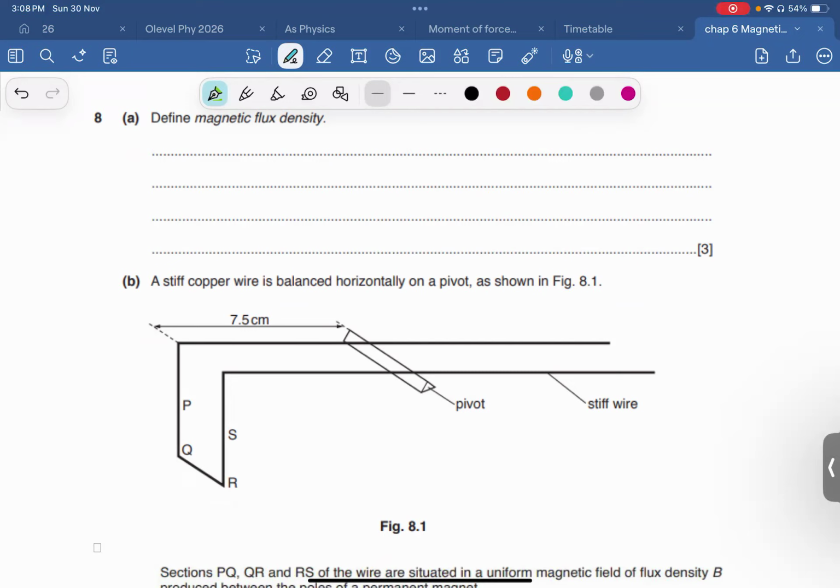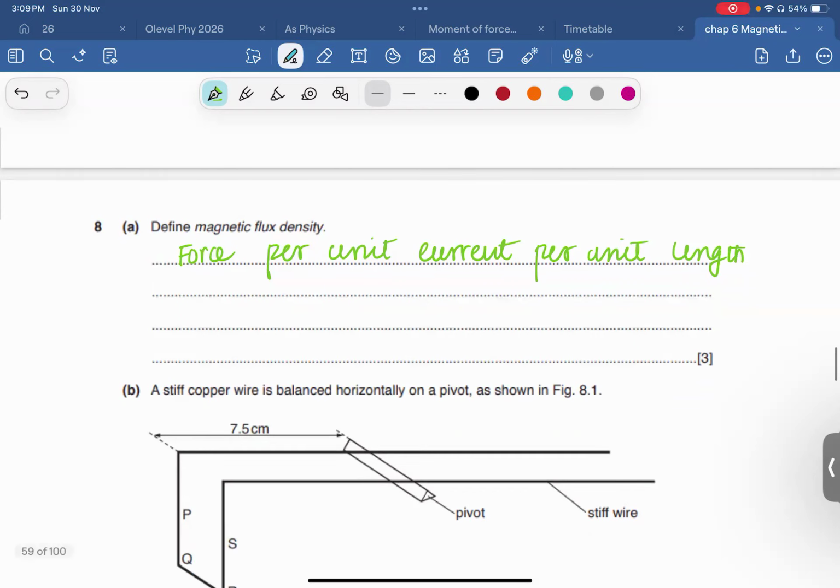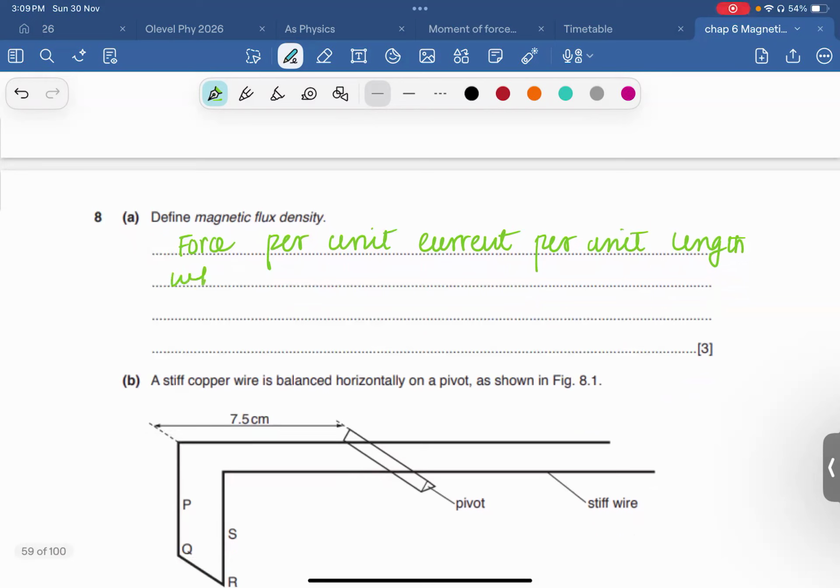Magnetic flux density is going to be the force per unit current per unit length, when the current is flowing normal through the uniform magnetic field, right?